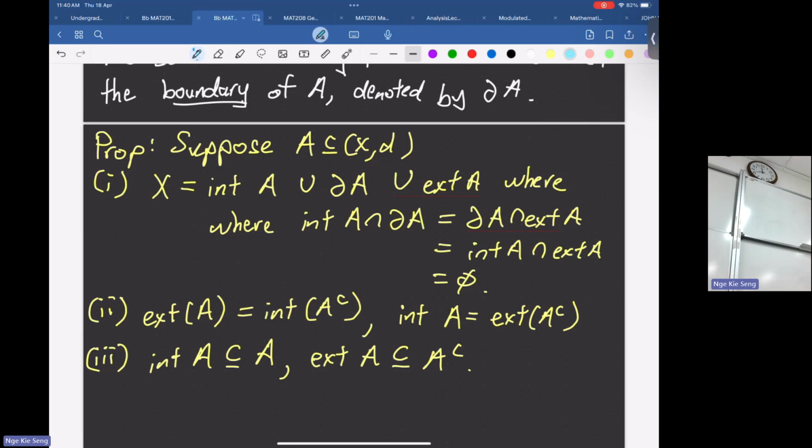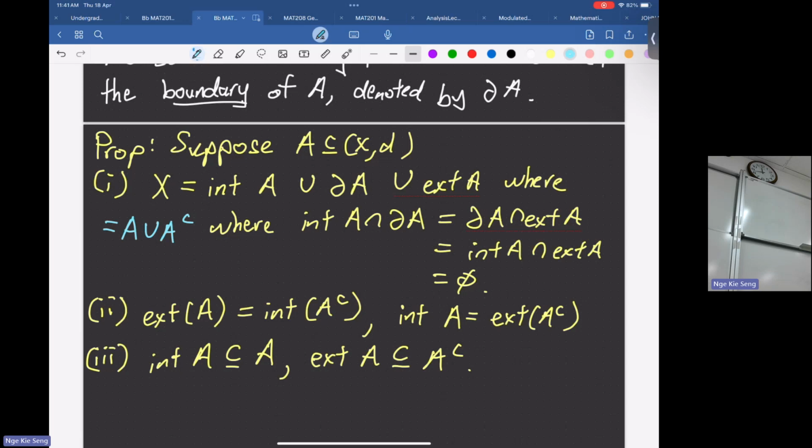So first of all, surely you will know that X is just A union A complement. See how this A and A complement decompose into these three things. If you are a point in A, what can you do? Form an open ball. And then this open ball, what can you see? If this open ball contains all the points inside A, then you are the point in the interior of A.